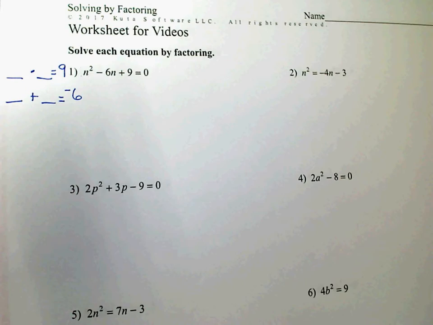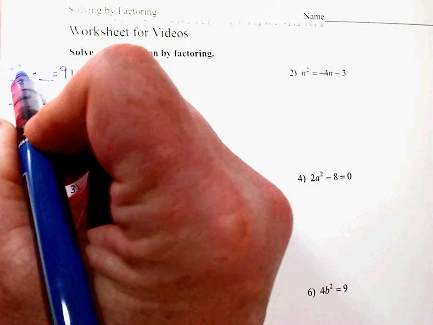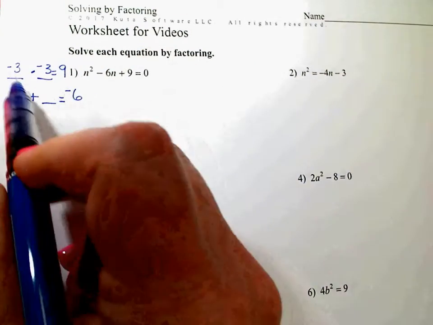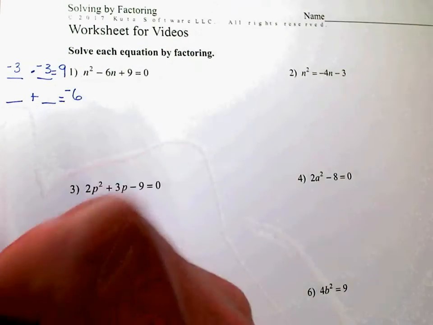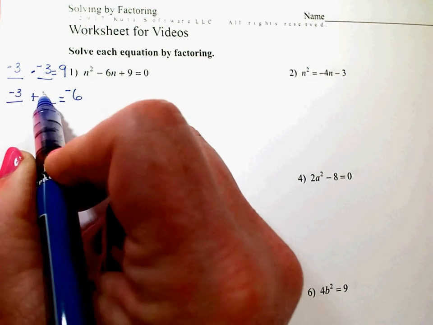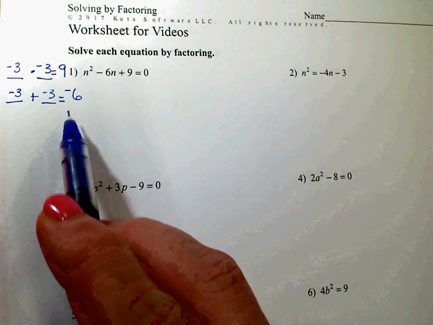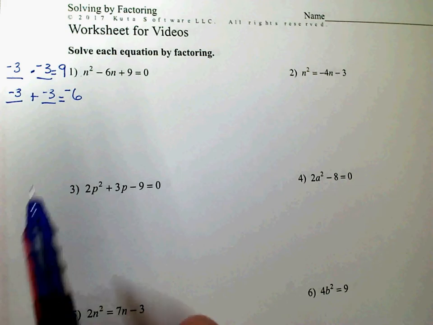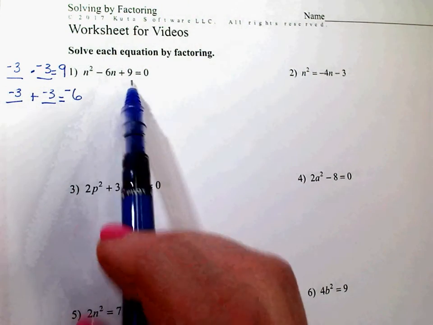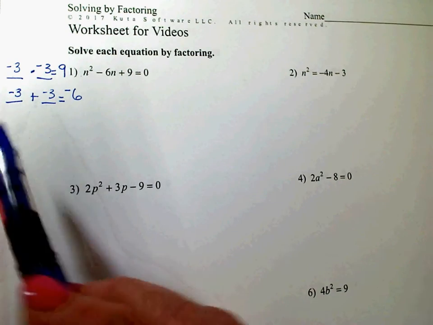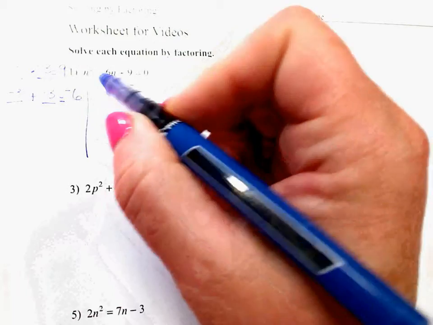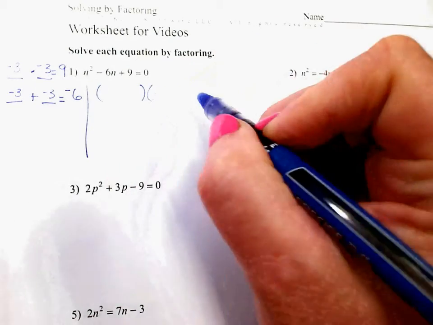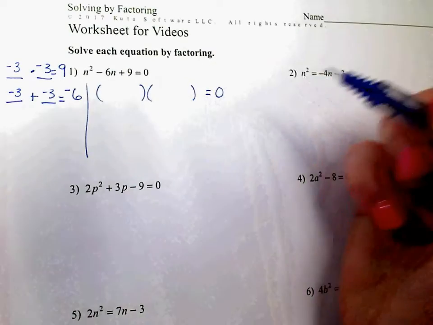Did you come up with negative 3 and negative 3? Because the negative times the negative makes the 9 positive, but negative 3 plus negative 3 does add up to negative 6. So the pair of numbers that I'm going to use to factor this are negative 3 and negative 3. So I have two sets of parentheses, and it's still equal to 0.